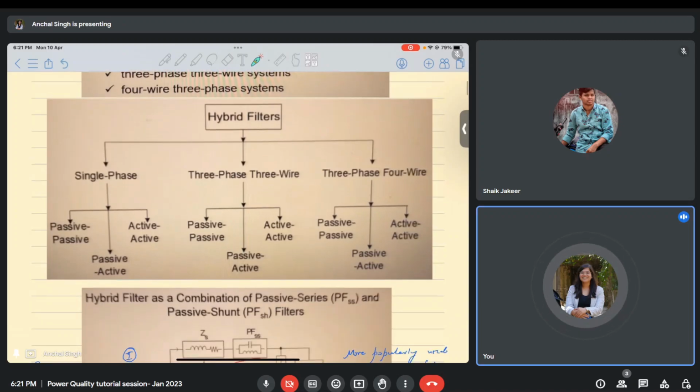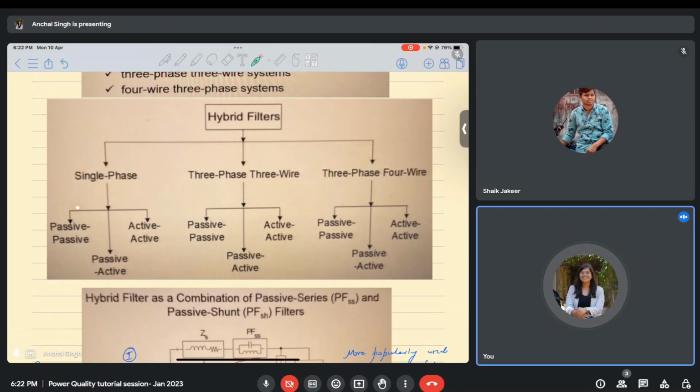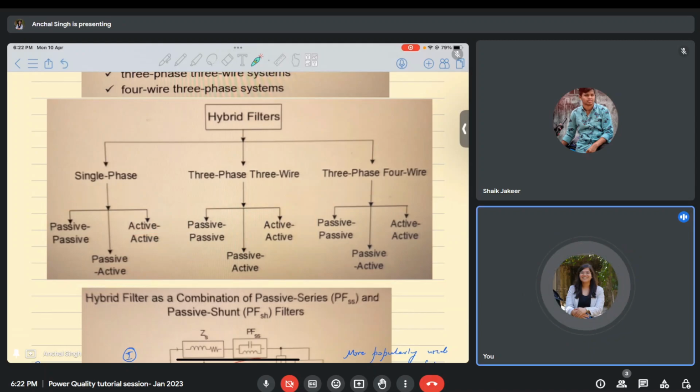So if you look at the hybrid filter, there could be single phase, three phase three wire, or three phase four wire. And all these three can be categorized into either passive passive. Passive passive means passive in series and passive in shunt. Then passive active is passive in series and active in shunt. Active active is active in series and active in shunt. And all these three combinations are available for all the three different supply systems. Okay, so these are just a few examples. When you talk about passive passive, it could either be RLC in series or RL or LC in parallel. There are n number of combinations available.